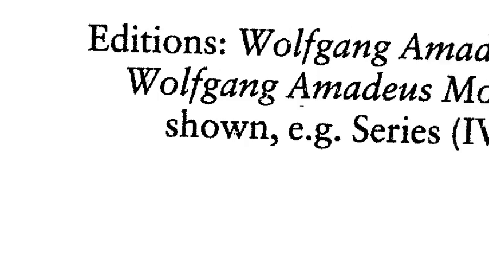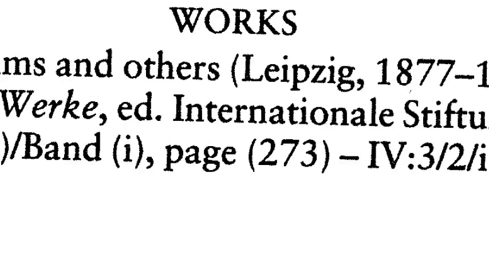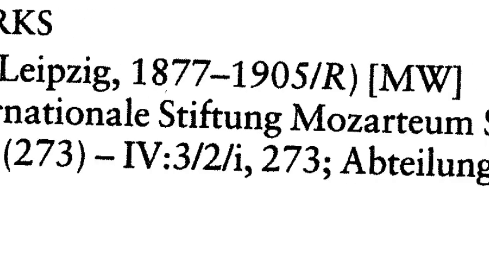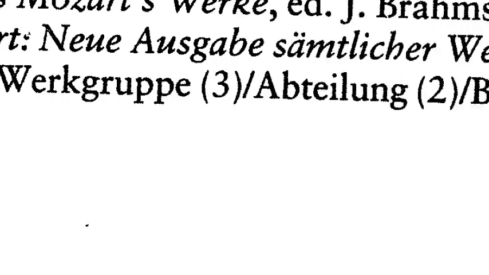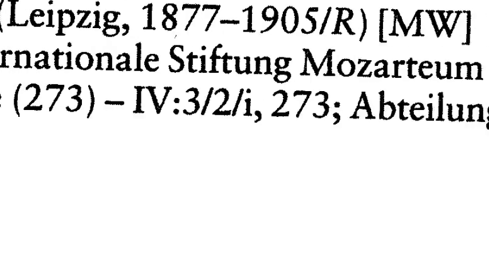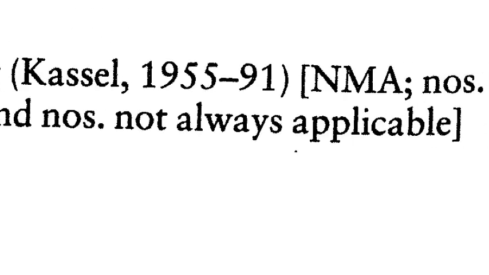They are the Werke, completed in 1905 and abbreviated as MW for Mozart's Werke, and the Neue Mozart Ausgabe Sämtliche Werke, abbreviated as NMA for Neue Mozart Ausgabe. Note that because of the complicated organization of the NMA, made up of series, Werkgruppe, and Abteilung and Band, a key to reading the references is supplied.